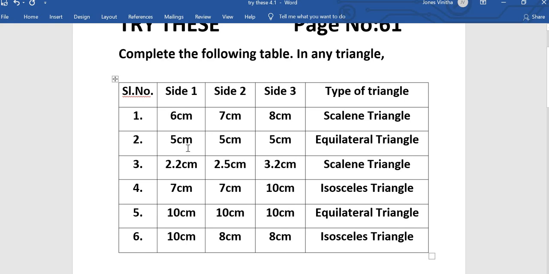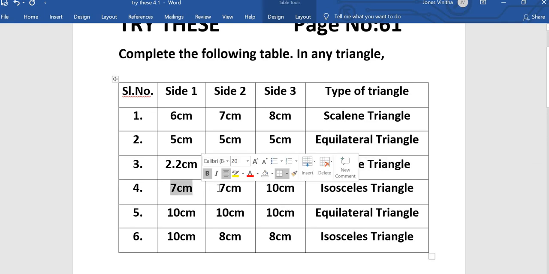So it is called scalene triangle. Second one 5 cm, 5 cm, 5 cm. Three sides are same in length. That means they are equal. So it is called equilateral triangle. Please write it in your book. And the third one is 2.2 cm, 2.5 cm, 3.2 cm. They are different. So it is called scalene triangle.